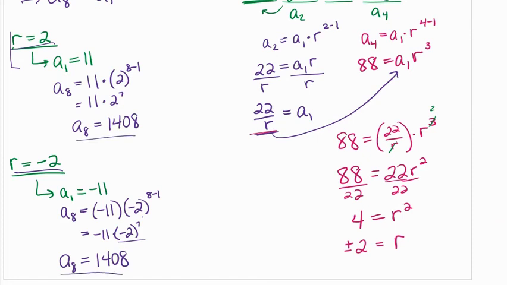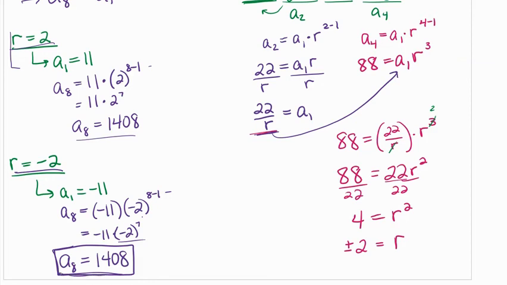So in this case, even though there were two possibilities for the r value, we end up getting the exact same eighth term. It doesn't matter in this case, because they were asking for the eighth term, whether the r was positive or negative. Now it might have been different if they were asking for the ninth term, because then this exponent would have been an even number, which could change the signs up a little bit. So it just depends. You've got to try both scenarios.